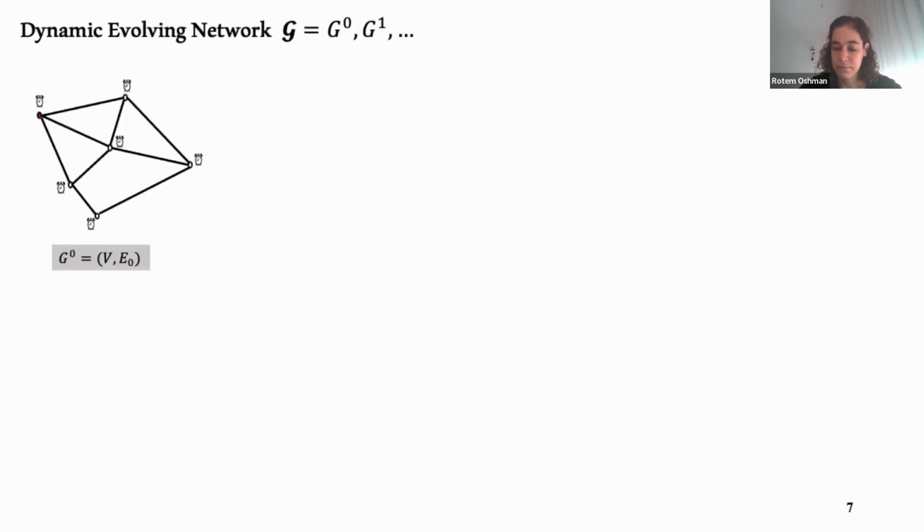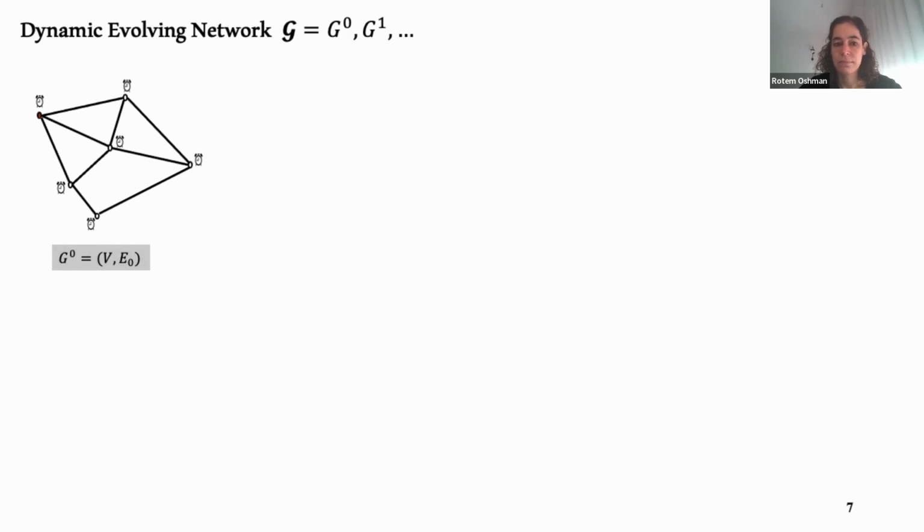Now let us define our dynamic model. Here we consider dynamic evolving networks. In this model, a sequence of graphs is exposed over time. However, all of them have the same set of vertices, but the set of edges changes over time.